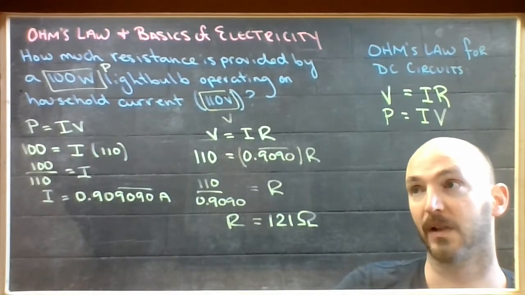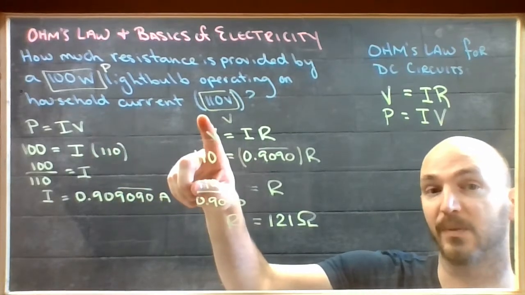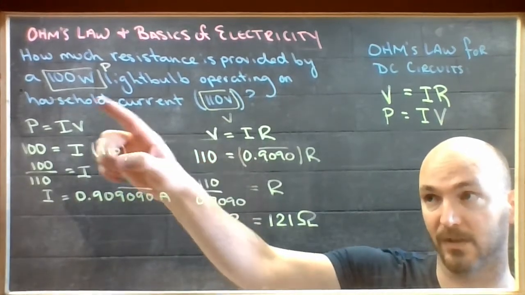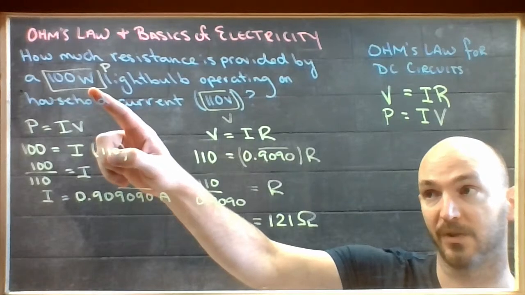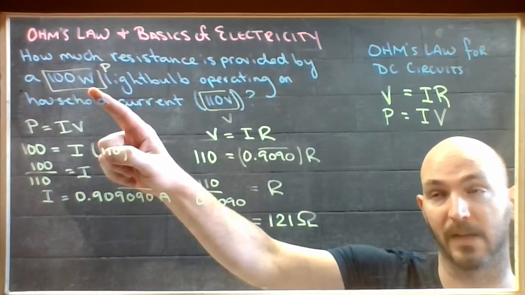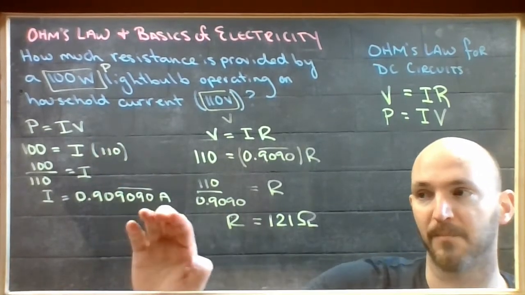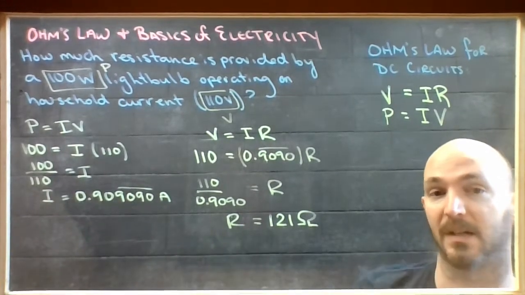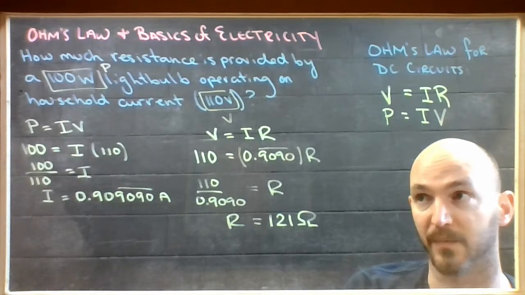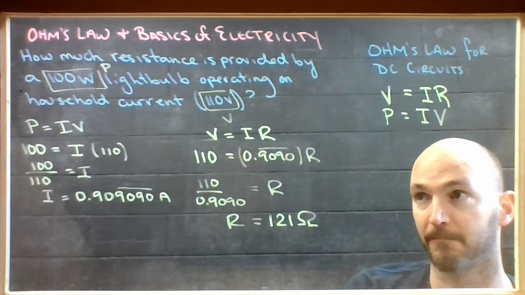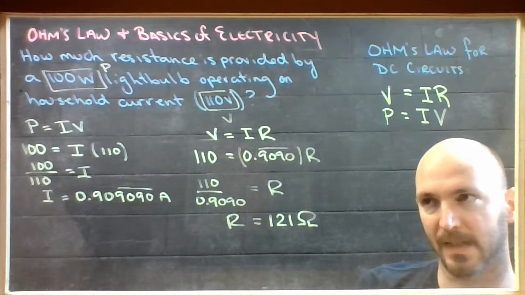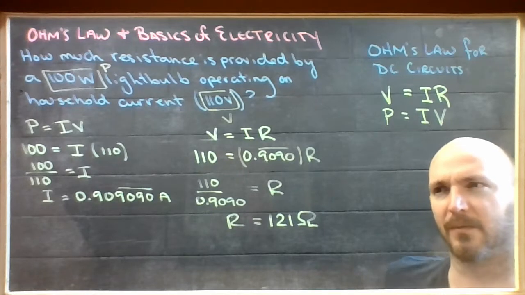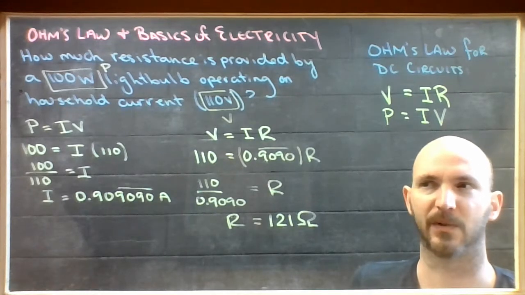Lovely. So that light bulb, if you're plugging it into a circuit operating at this voltage, and it's that flavor of light bulb that sheds 100 watts of light or heat, then it must be drawing 0.9 amps of current, and the bulb itself is providing 121 ohms worth of resistance. Okay, so I'm just going to erase that and then maybe do a little summary of what these things are now that we've done a few calculations.